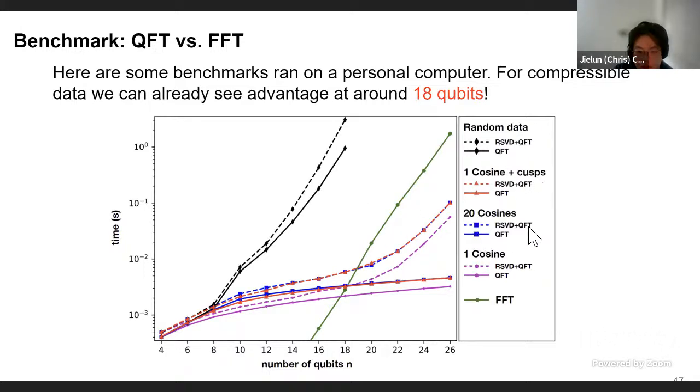However, for some more structured functions, such as those with some periodic structure, even with some cusps, where the first derivative is non-continuous, we can already see that there's some advantage even when we include the time of converting to MPS first. And if we start with MPS already, that is the solid lines, we can see that it has a sort of exponential advantage compared to the fast Fourier transform.